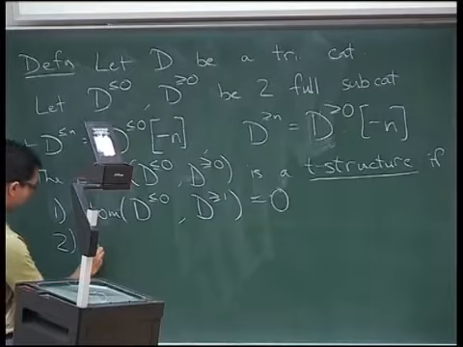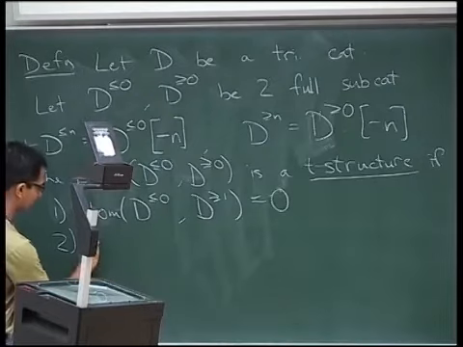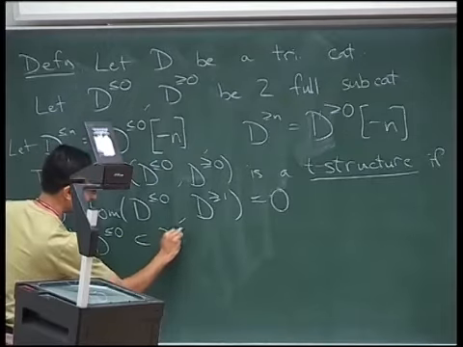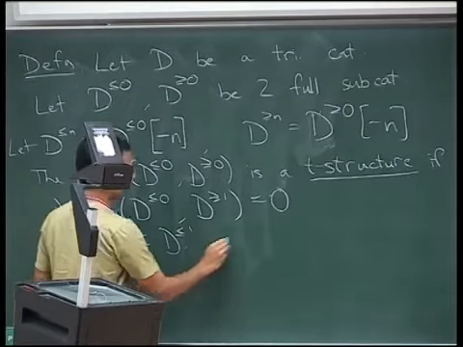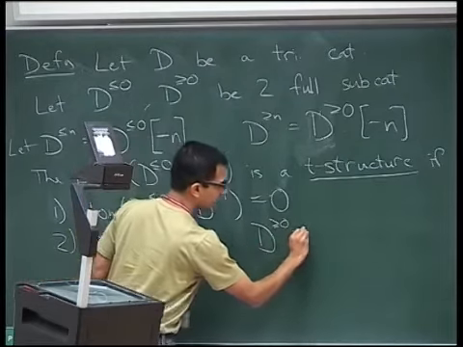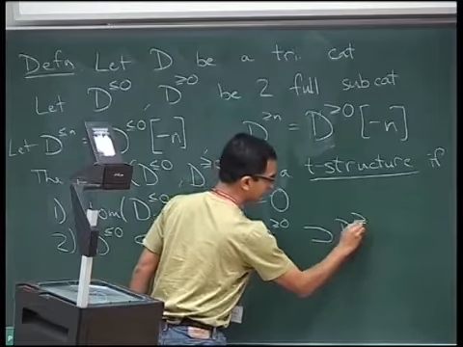Second is some containment properties. D less than or equal to 0 should be contained in D less than or equal to 1. And then for the greater than categories, the containment goes the other way. D greater than or equal to 0 should contain D greater than or equal to 1.